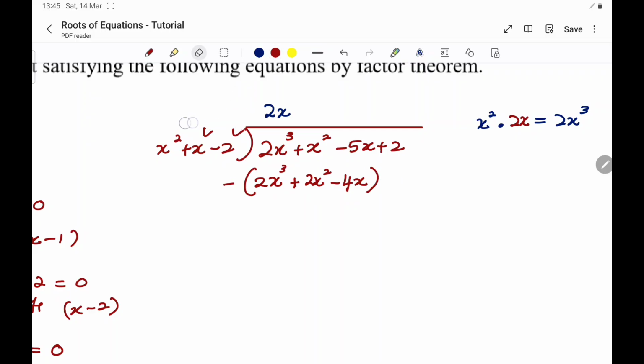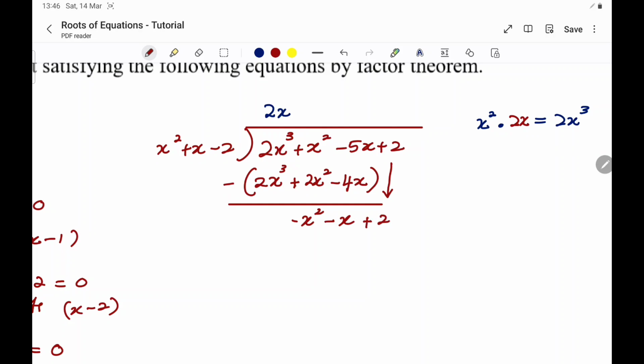Then here you put a straight line, then you do the subtraction. 2x cubed minus 2x cubed, you're going to get 0x cubed. x squared minus 2x squared becomes negative x squared. Then negative 5x minus negative 4x, you're going to get negative 1, or negative x. And then here you bring 2 down.